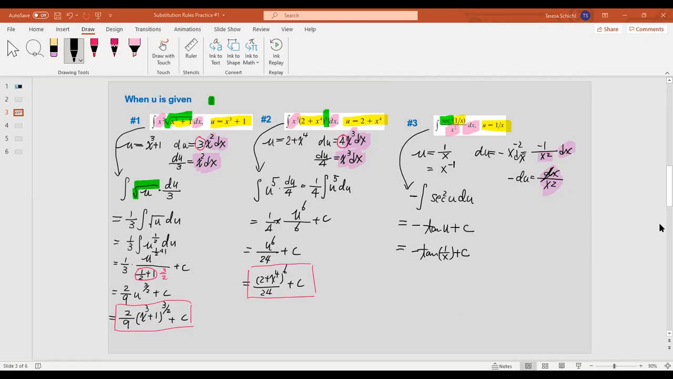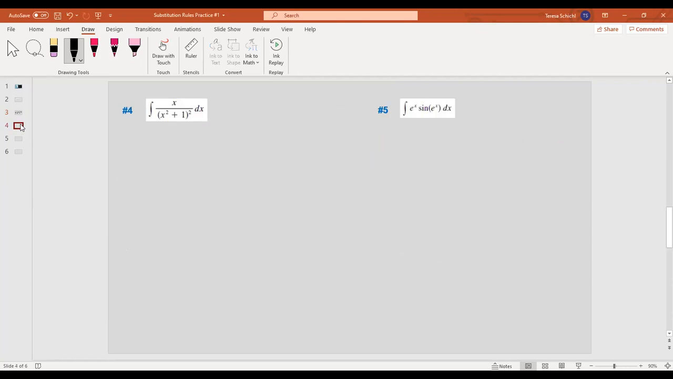These first three problems are pretty easy, because the hardest part of substitution is trying to find the correct u, and in this problem they already tell us. So let's make our job easier. Now let's take a look at the next two here. So they did not give us the u. So let's take a look.